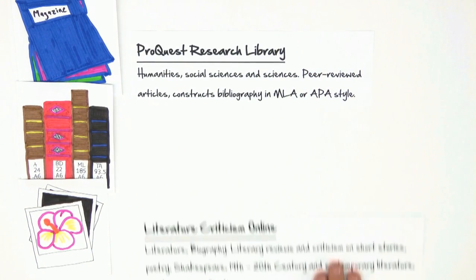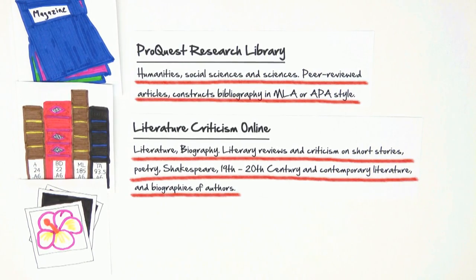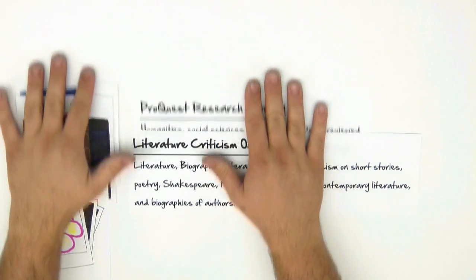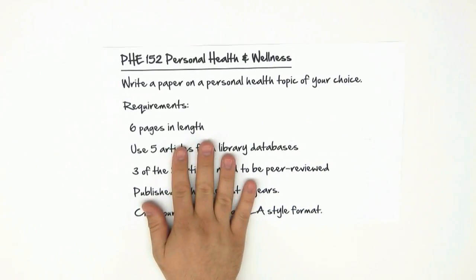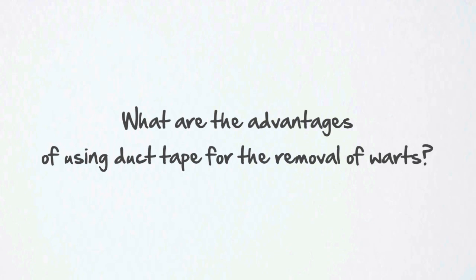When you're choosing a database from the library's website, each will have a short description of what it's about. You'll want to choose one that will be a good match for your topic. My health class assignment is to write on a topic of my choice using articles from the library databases. I need to find 5 articles, 3 of which need to be peer-reviewed from the last 5 years. For my topic, I've chosen what are the advantages of using duct tape for the removal of warts.